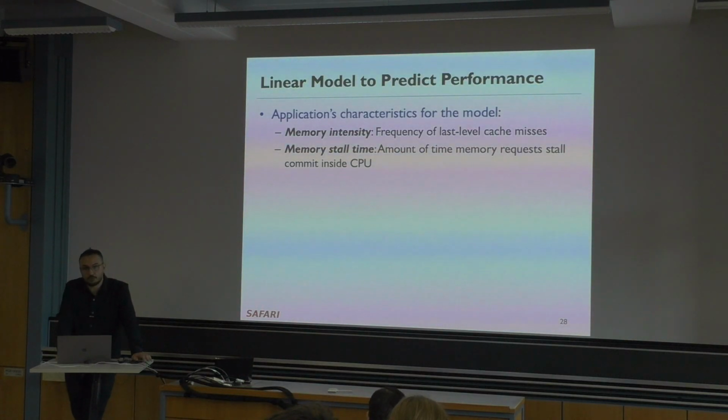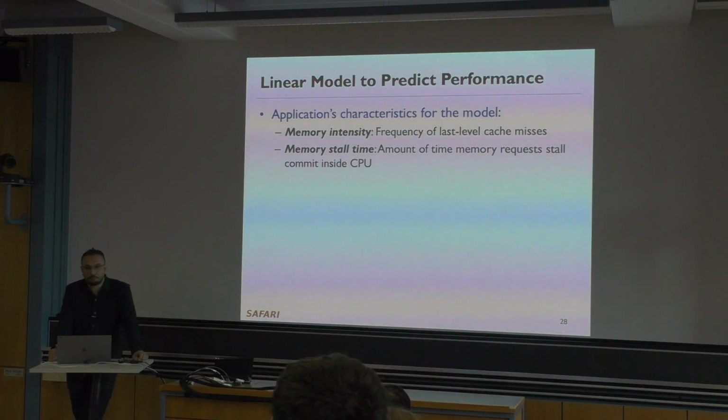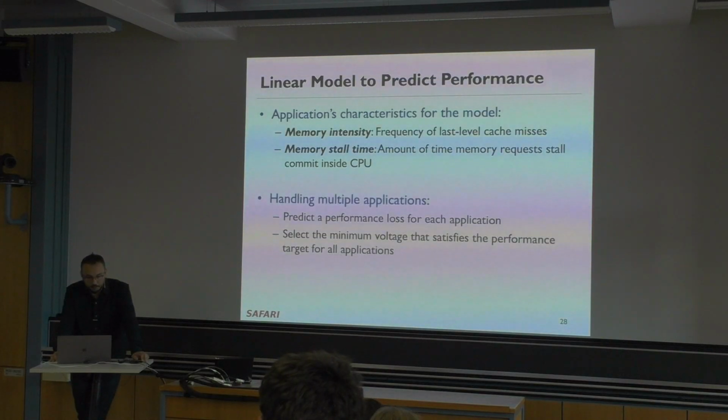The application characteristics we looked at are two very simple things. One of them is memory intensity, which is the frequency of last level cache misses. The other one is memory stall time, which is the amount of time that your processor actually stalls waiting for a memory request to be served. You can get both of these characteristics from a profiling tool, for example Intel has a tool called VTune, or you have this Linux tool that you can use on many machines called perf. They give you these metrics when you run an application.